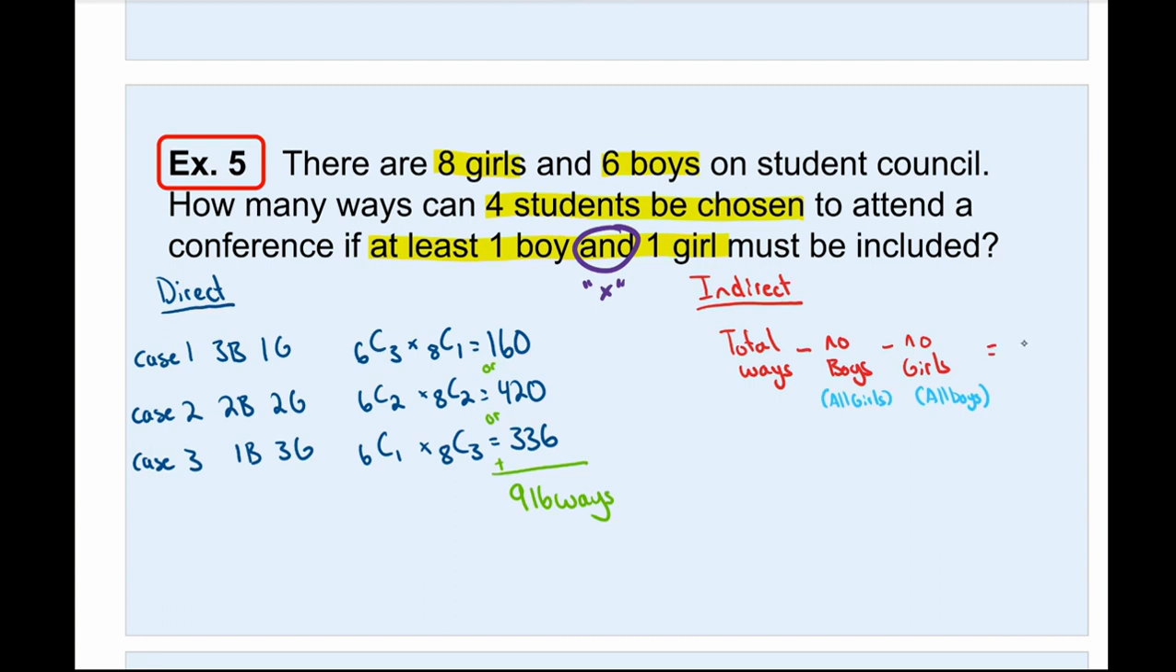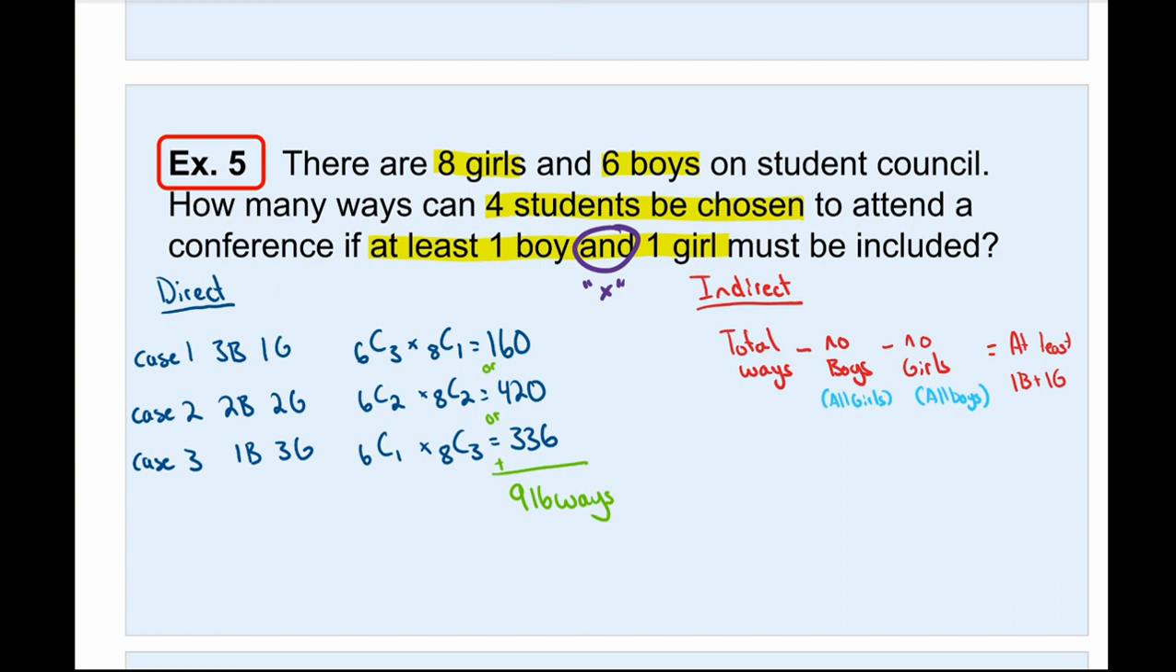And when I find this out, this would work out to at least one boy and one girl. So the total number of ways minus how many ways I can choose four students with no boys and how many ways I can choose students with no girls would work out to how many ways with at least one boy and one girl.